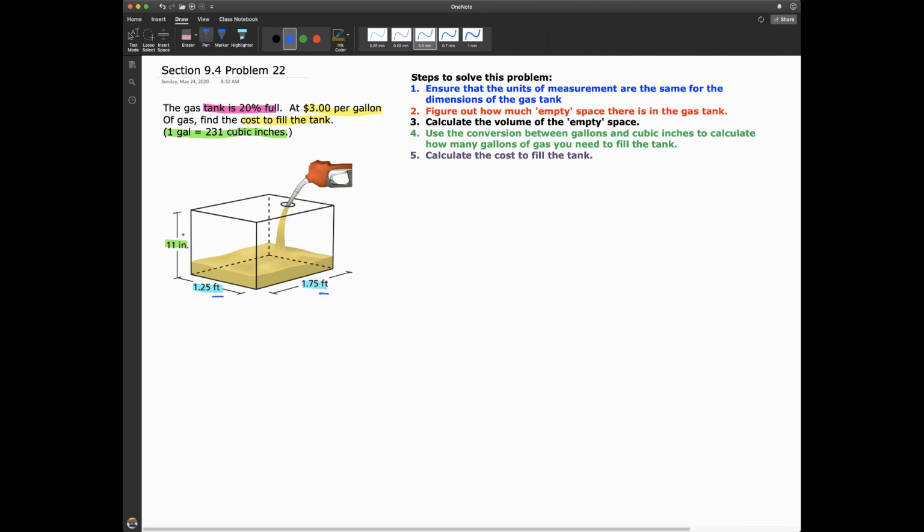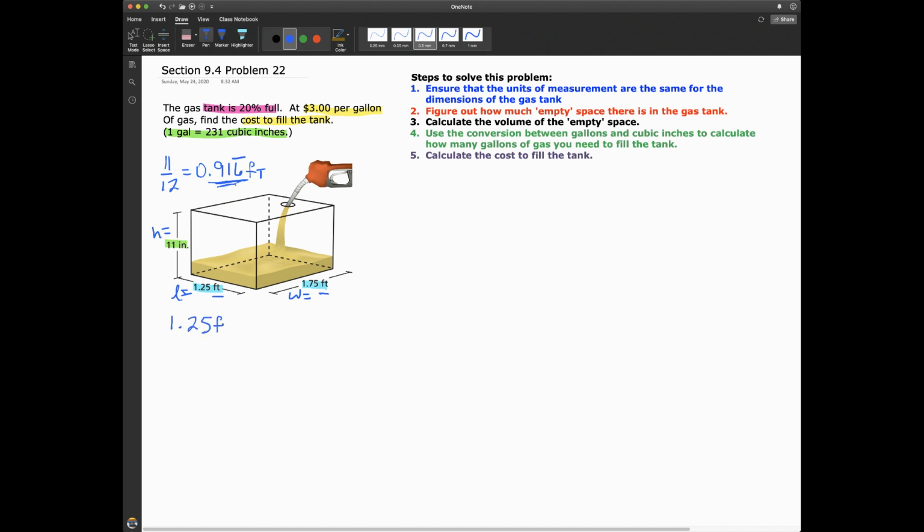The reason I say that is because if you want to change 11 inches into feet, you would have to take 11 divided by 12, and you get 0.916 repeating feet. It's hard to do math in your calculator with repeating decimals, so we're going to stay away from that for this problem. The other thing I'm going to do is label my length, because it's a rectangular prism, my width, and my height.